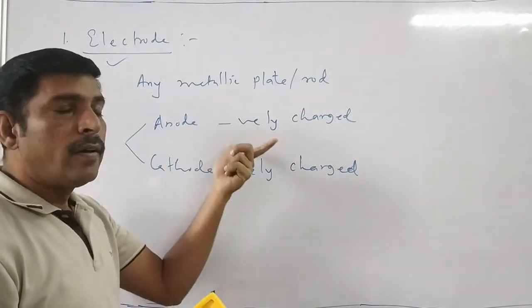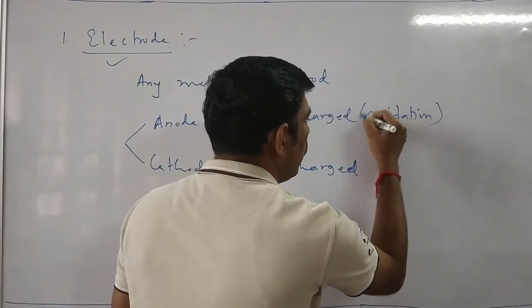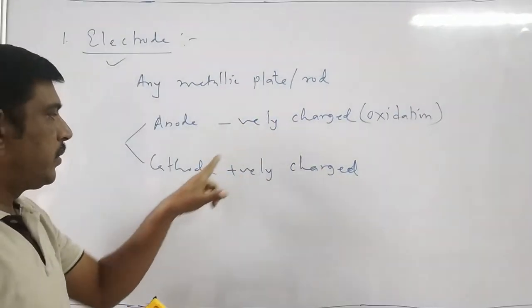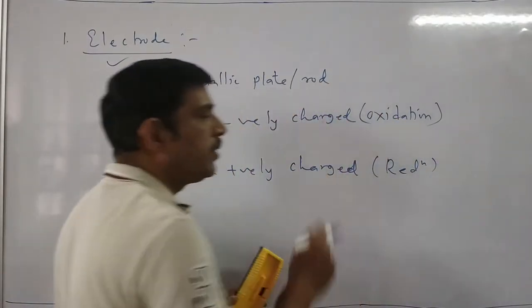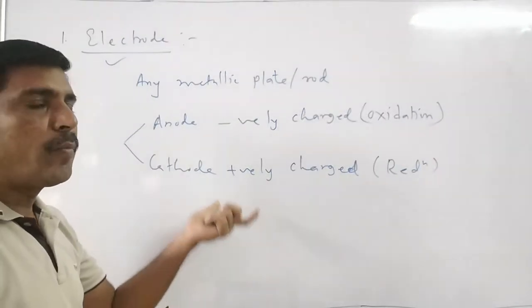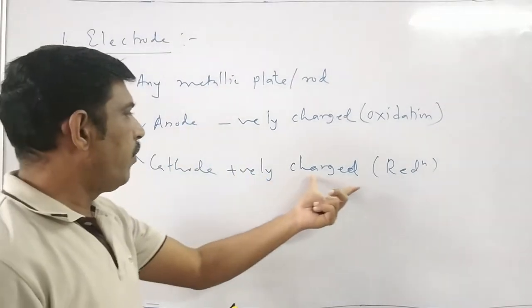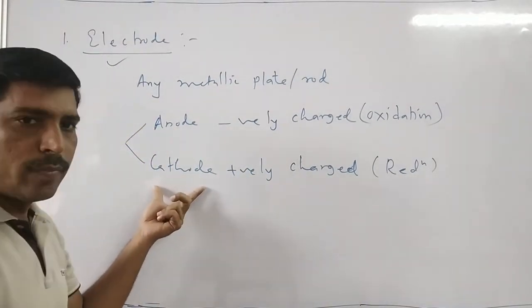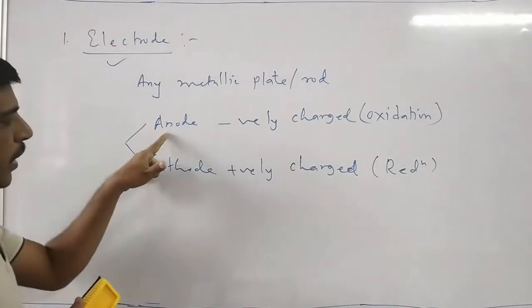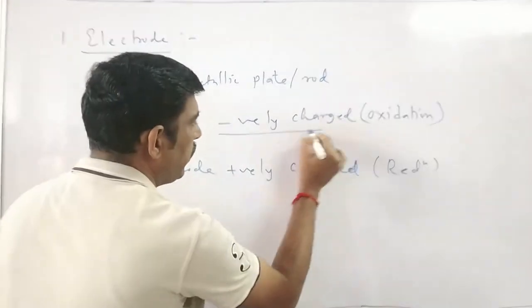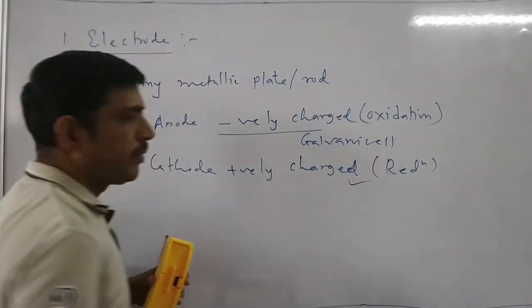The anode is also called the oxidation electrode, the electrode at which oxidation takes place. And cathode means an electrode where reduction takes place. Oxidation means here there is a loss of electrons by the anode, and there is a gain of electrons by the cathode, the metallic plate or metallic rod. So electrodes are of two types, anode and cathode. This is about the galvanic cell.